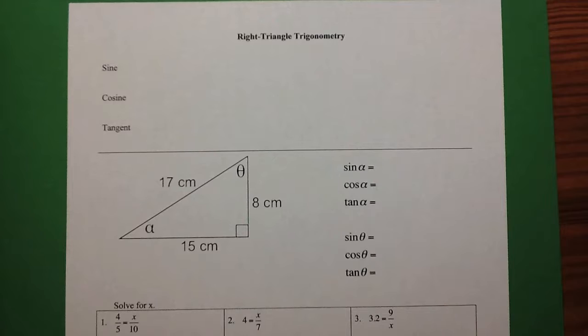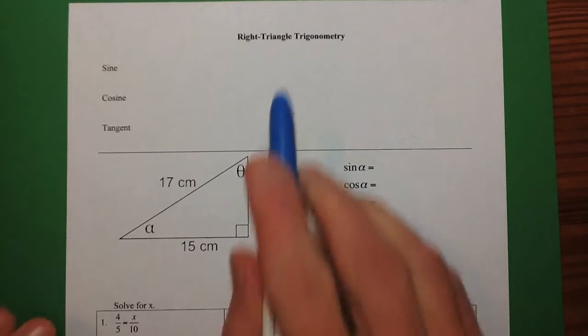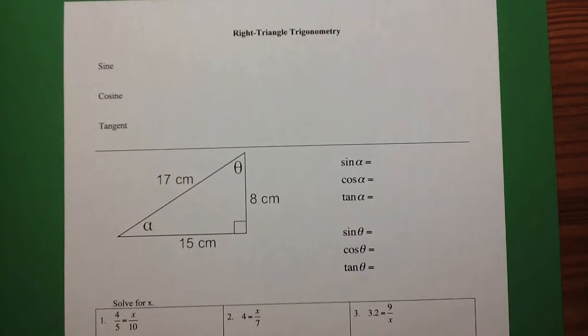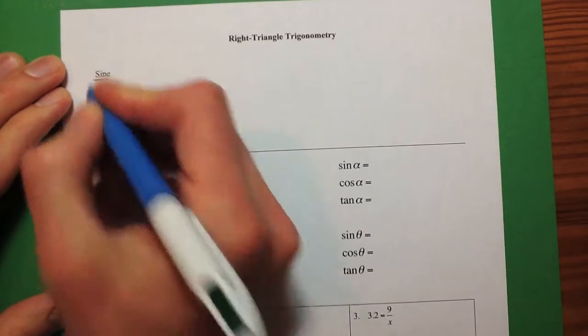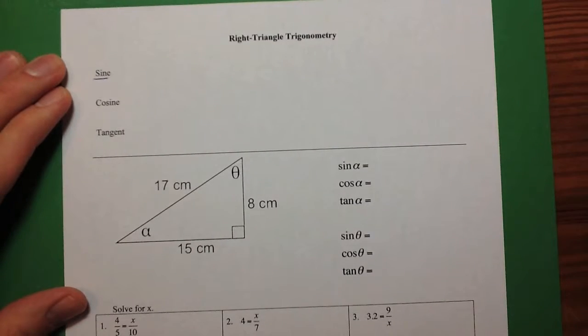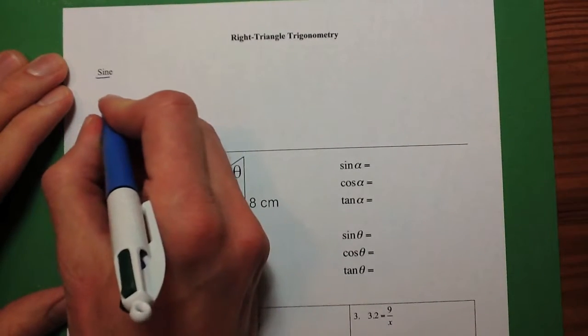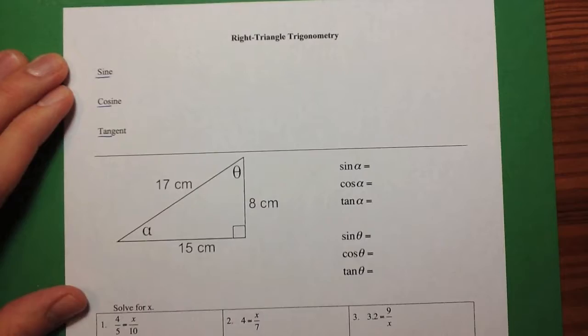The three trigonometric ratios that you are going to need the most are these three right here. They're called sine, cosine, and tangent. They are abbreviated with the first three letters, so when you see S-I-N in math, from now on you will call it sine, not sin. C-O-S is cosine, and T-A-N is tangent.